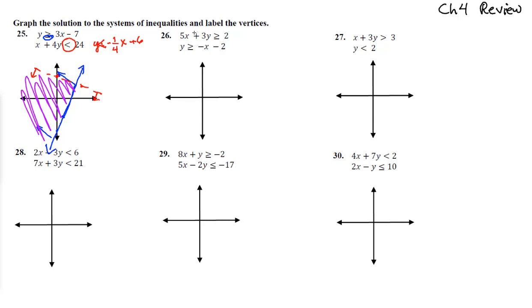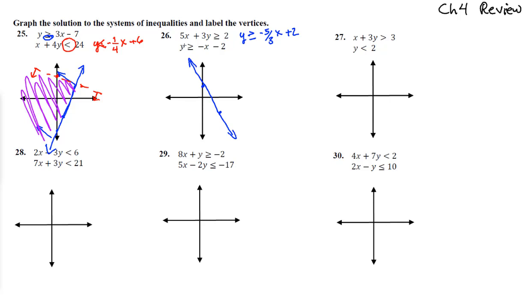Okay, next one. We have 5x plus 3y is greater than or equal to 2. So subtract 5x and then divide by 3, and we get y is greater than or equal to negative 5/3 x plus 2. So this is a solid line, and we're going to be up at 2 and down 1, 2, 3, 4, 5, 1, 2, 3, like that. And that's going to be a solid line. There we go. Perfectly straight line right there.